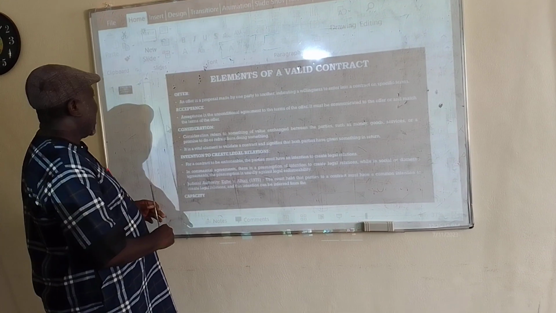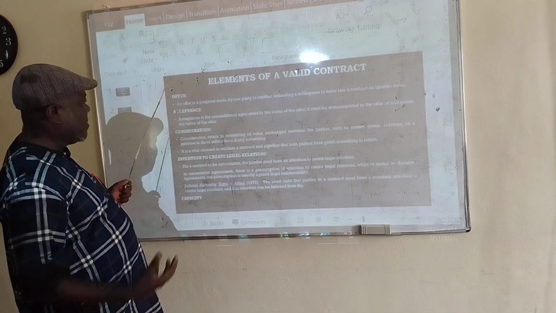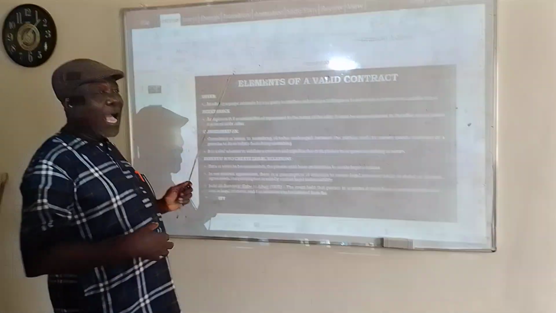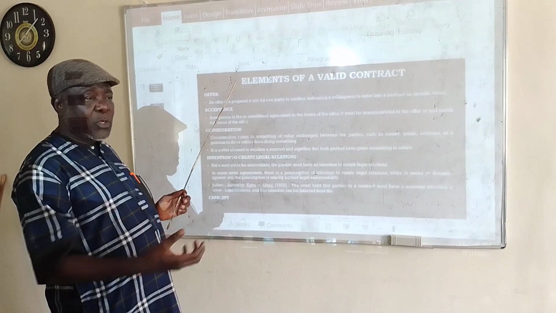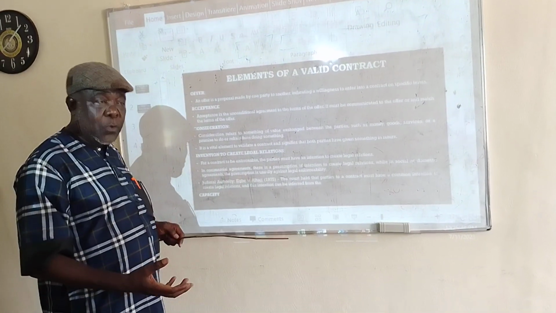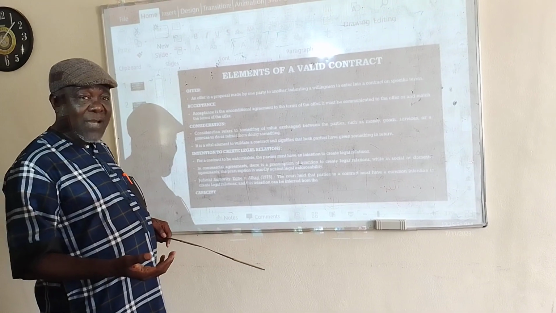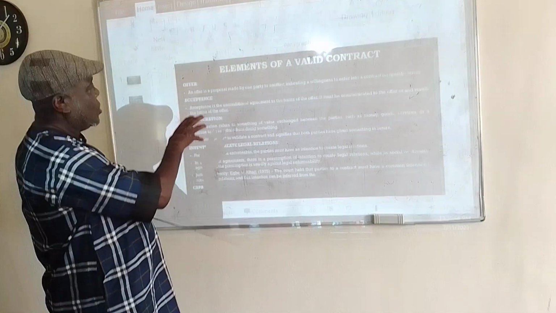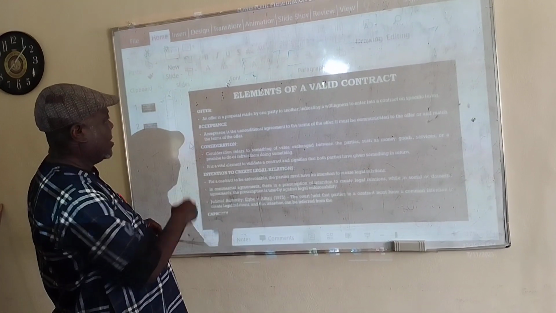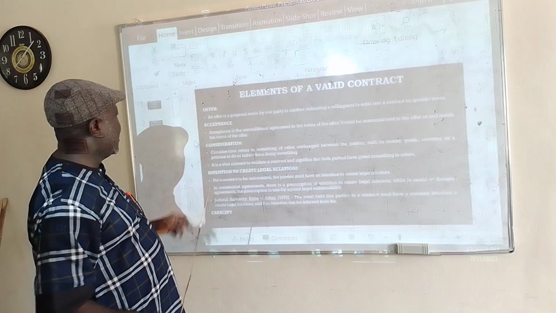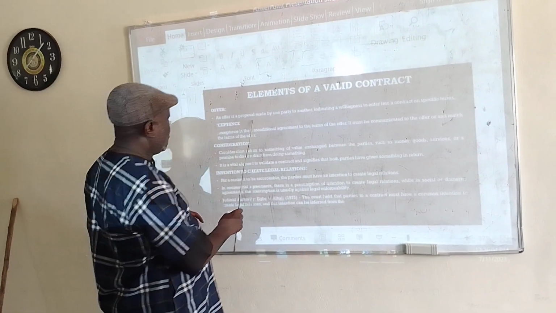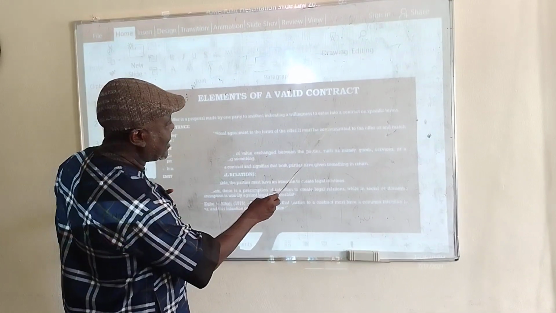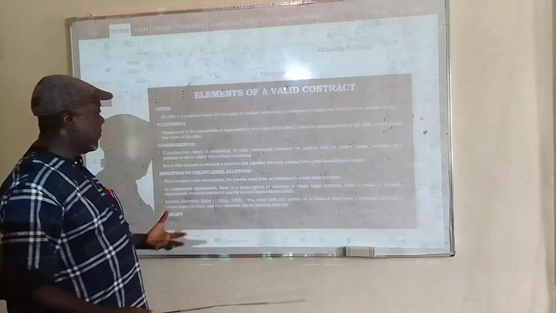We have an offer, and we have a simplistic explanation of an offer, but as I have said, these lectures are complementary to your books. The textbooks which I have already given to you, which I've uploaded on Canvas, and some other lecture notes that I have uploaded, you look at them to marry with the points I'm making here. We say an offer is a proposal made by one party to another, indicating a willingness to enter into a contract on specific terms.